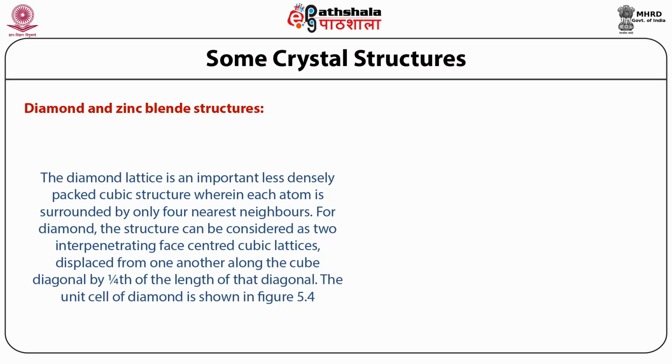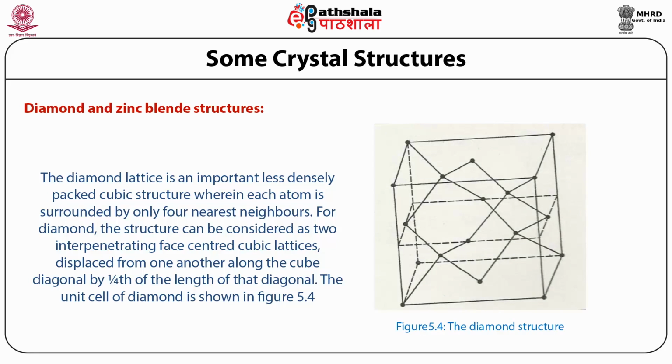Diamond and zinc blende structures. The diamond lattice is an important, less densely packed cubic structure wherein each atom is surrounded by only 4 nearest neighbors. For diamond, the structure can be considered as two interpenetrating face-centered cubic lattices displaced from one another along the cube diagonal by 1/4 of the length of that diagonal. The unit cell of diamond is shown in figure 5.4.